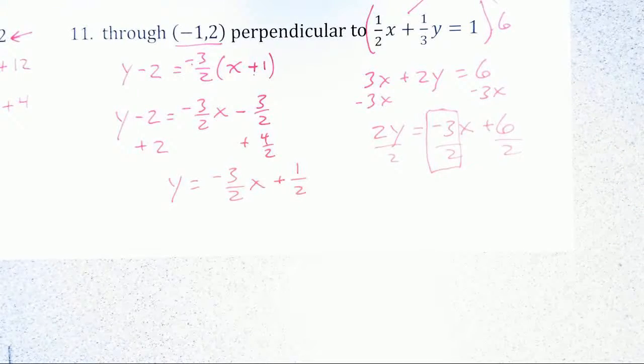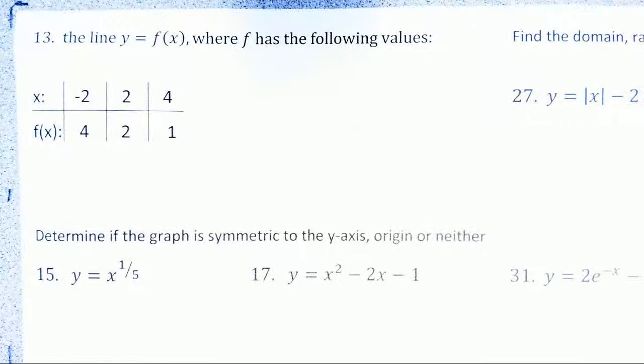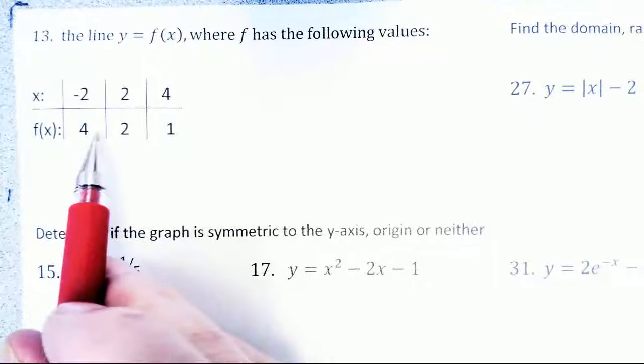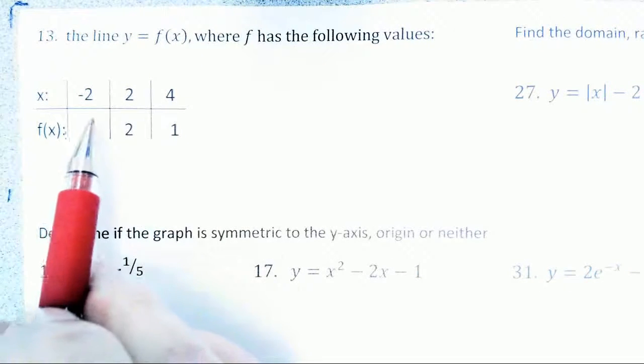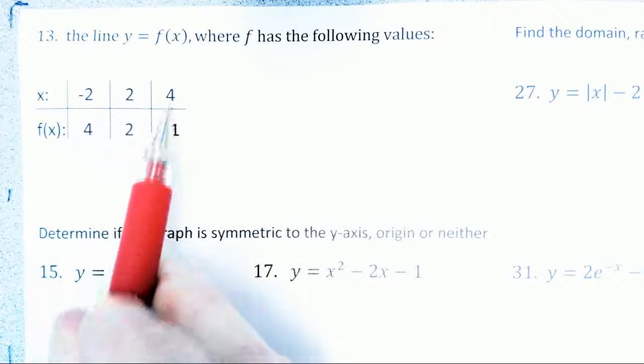Okay, let's continue on with this. This is still in the same topic. We're supposed to find the equation of the line that has these points. So we put x into this function, negative 2, we get out 4. We put 2 in, we get 2. We put 4 in, we get 1.